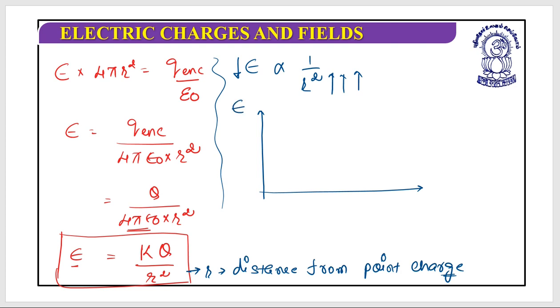for electric field versus distance, how should it look like. Look at this. As soon as distance increases, electric field will decrease. So the things would look like this.